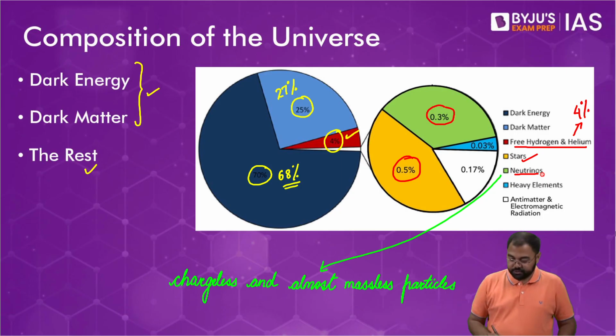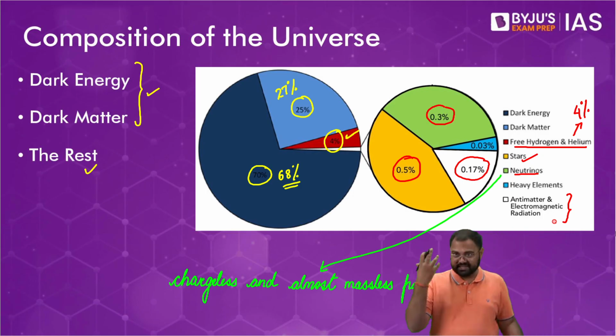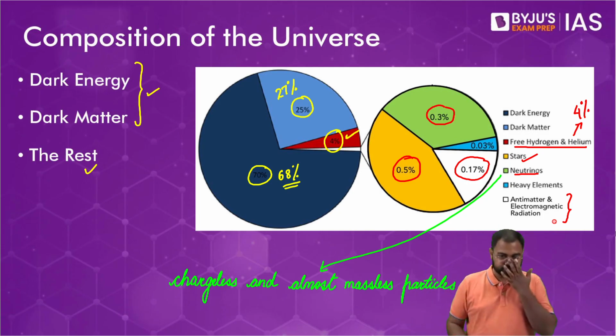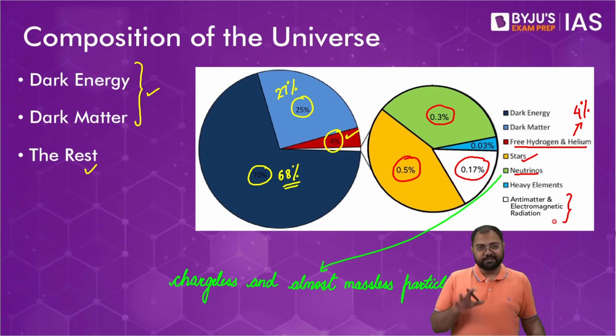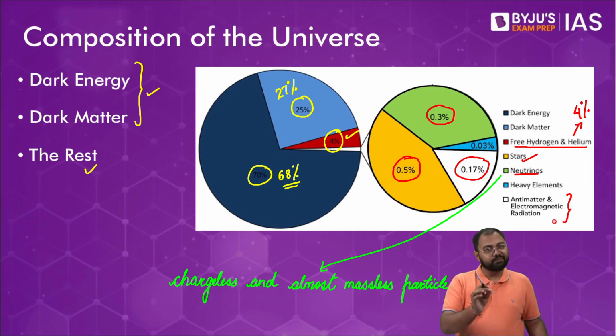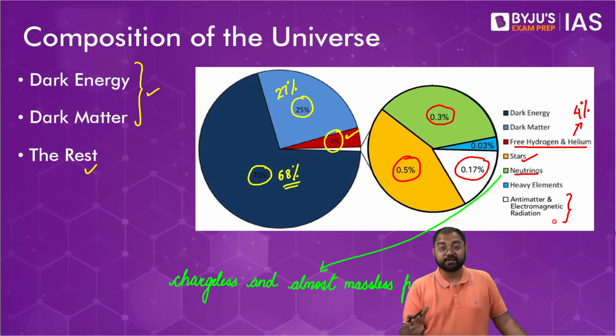Then after neutrinos, you see that 0.17% are electromagnetic radiations and antimatter. Electromagnetic radiations like radio waves or the visible light, the sun rays, the ultraviolet light, the X rays, all these are electromagnetic radiations. We'll discuss more about electromagnetic radiations when we go to the IT and communication chapter. Right now, just know that, okay, fine. In the universe, 0.17% is antimatter and electromagnetic radiations.